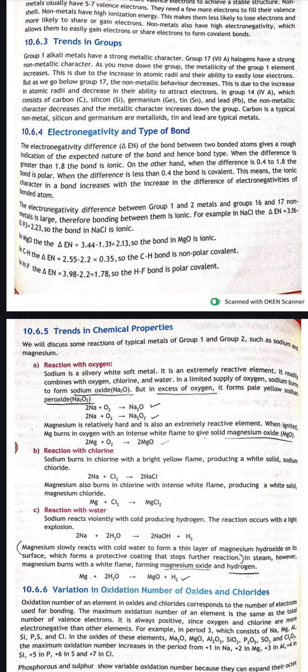So in group 14, which consists of carbon, silicon, germanium, tin, and lead, the non-metallic character decreases and the metallic character increases down the group. Carbon is a typical non-metal. Silicon and germanium are metalloids. Tin and lead are typical metals.